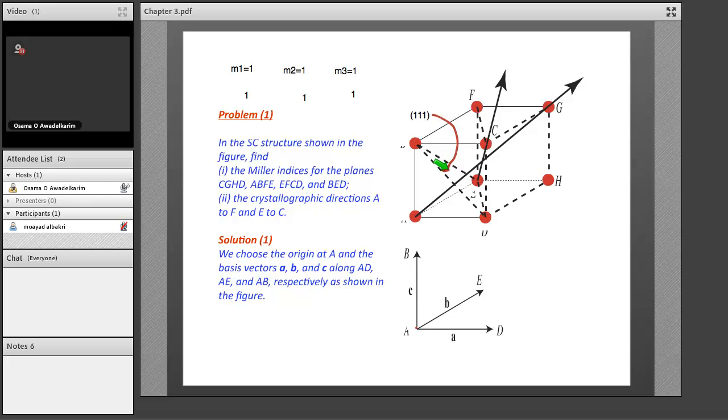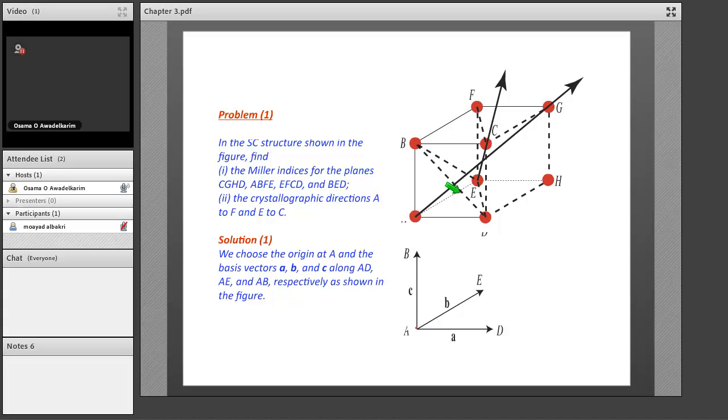So now we have defined all the 3 or 4 planes. We found 2 of them that are parallel, which are 1, 0, 0. Then we found this diagonal plane as the 1, 1, 0, and this triangular plane as the 1, 1, 1. So we obtained the Miller indices for all the planes. Then the next question is to find the crystallographic directions A to F and E to C.